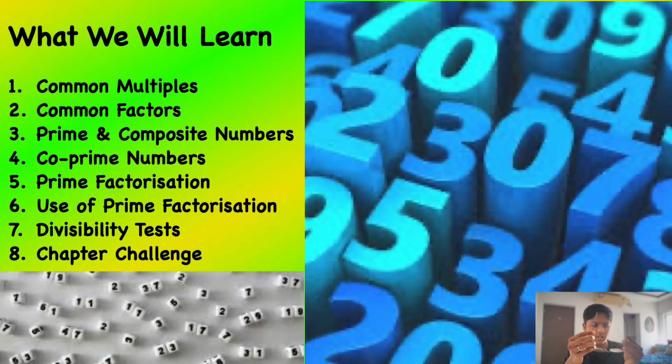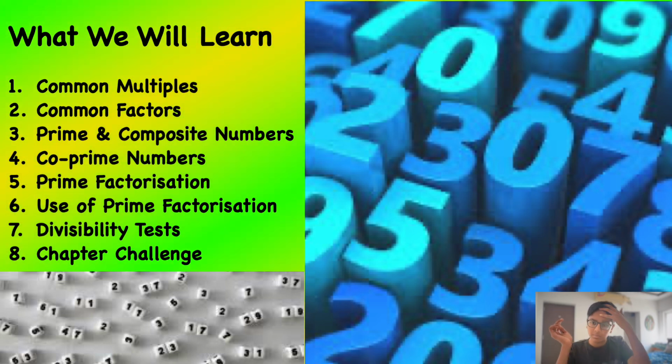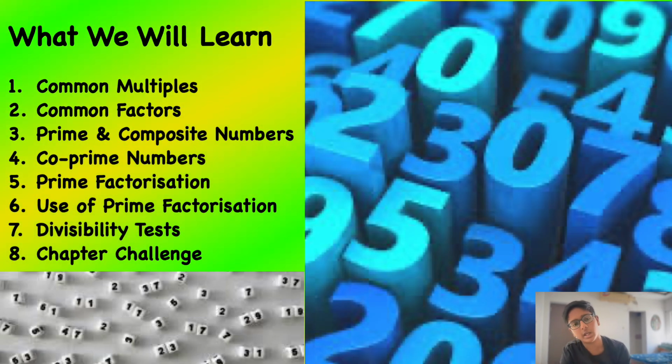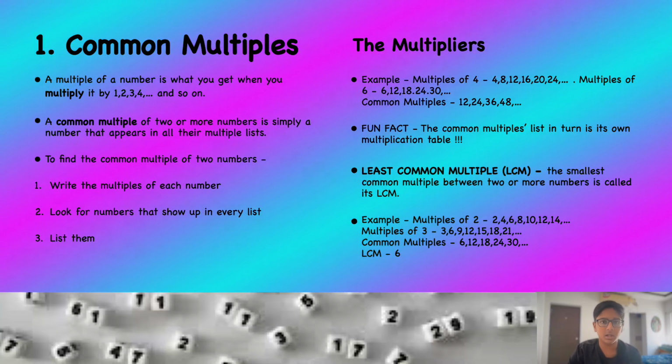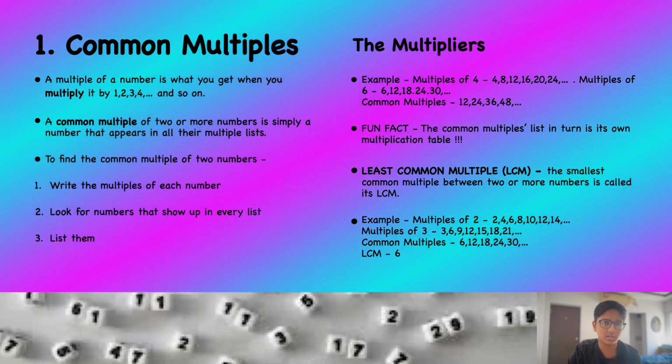What we will learn in this chapter 5, Prime Time, is common multiples, common factors, prime and composite numbers, co-prime numbers, prime factorization, the uses of prime factorization, and divisibility tests. Finally, I will give my very own chapter challenge, which I will give the answers for in the next video. So, the first topic is common multiples.